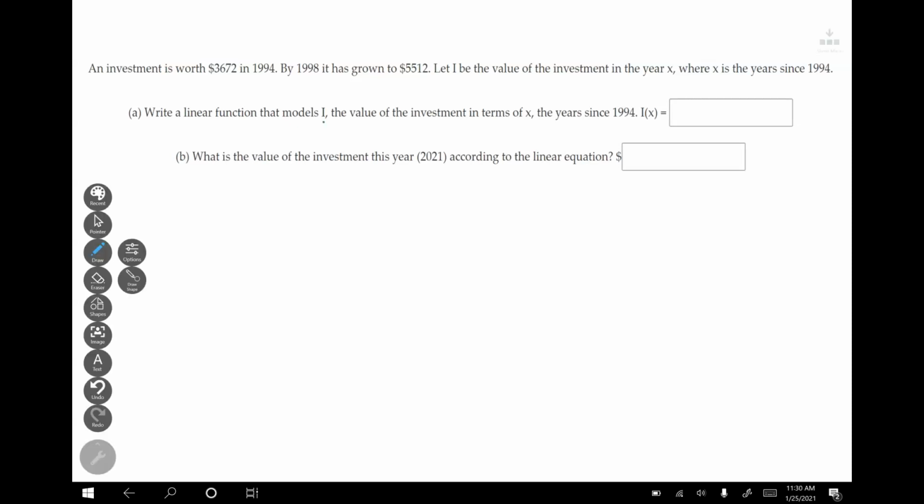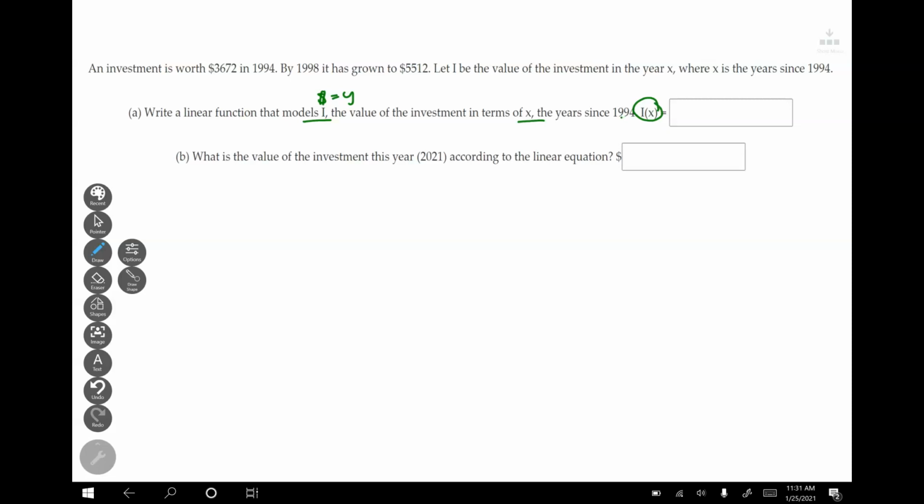Okay, so you're modeling I in terms of X, and so you know that the money is going to be Y, your dependent variable. Your investment is the Y value. You can tell that by looking here. You have I of X, so the investment is going to be the Y value. And then you have in terms of X, which is going to be the years since 1994. So your years are X, but it's not just the year, it's the years since 1994.